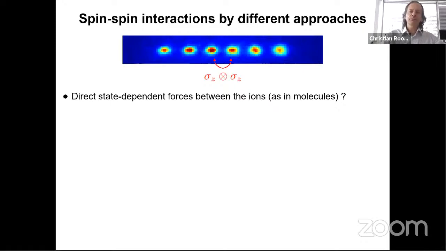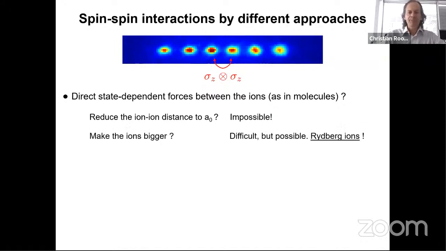And so far I talked about the Mølmer-Sørensen gate, but this is not the only entangling interaction that is available in trapped ion experiments. What other options are there? You could say, can I reduce my ion-ion distance to approach the Bohr radius? This is clearly impossible. One can make the ions bigger by going to Rydberg atoms, as in Markus Hennrich's experiments.